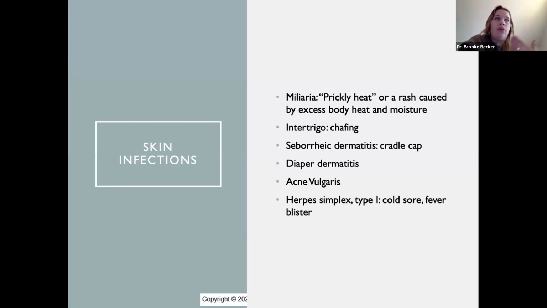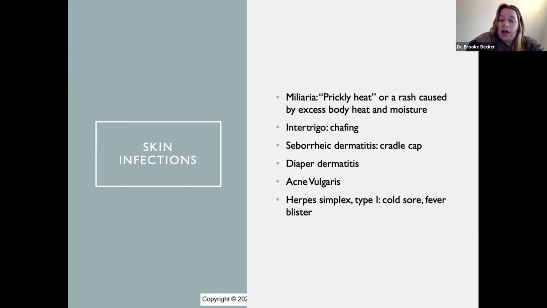Acne vulgaris, that of course is your classic acne that occurs in adolescence. We already talked about making sure that they're washing their face, keeping their face clean in that sense when they're having an acne flare-up.